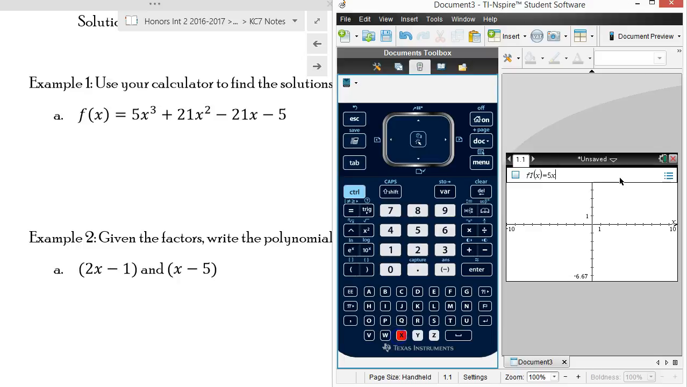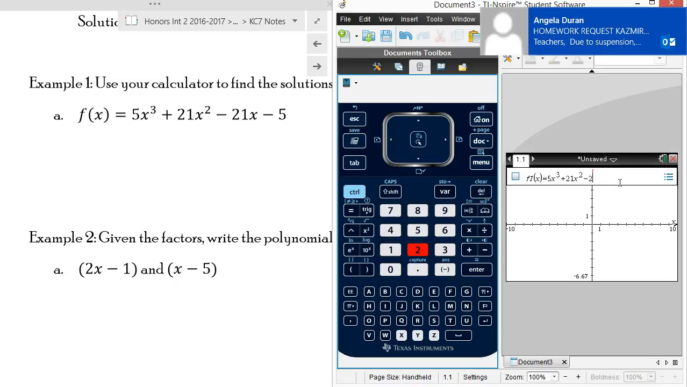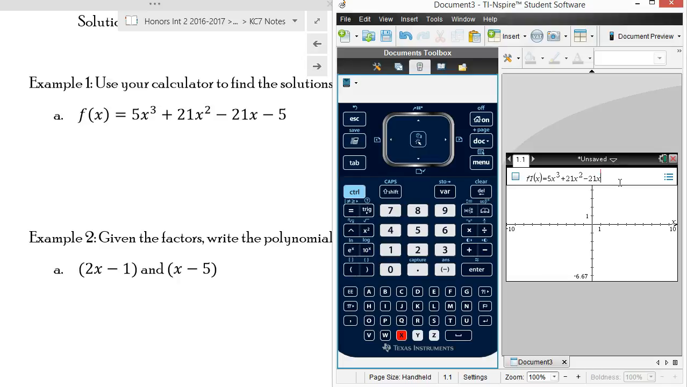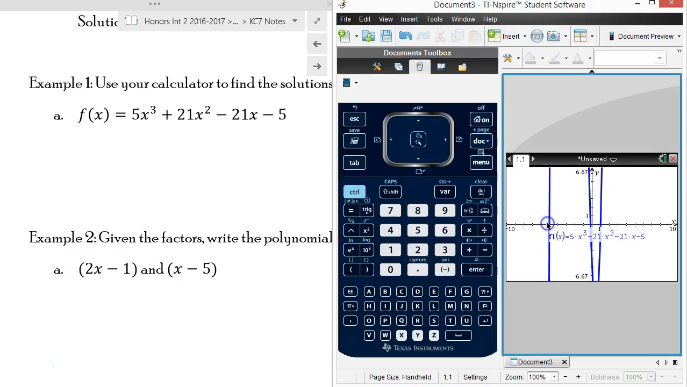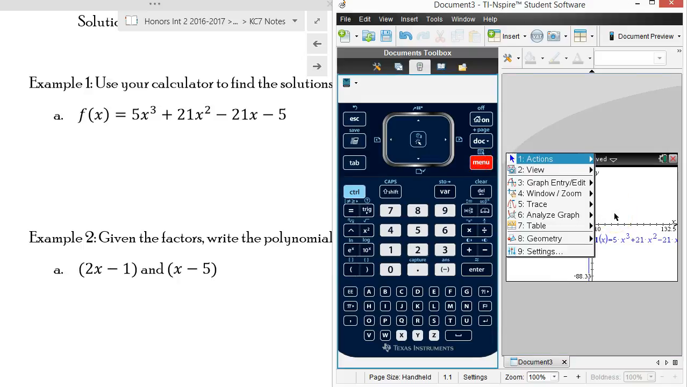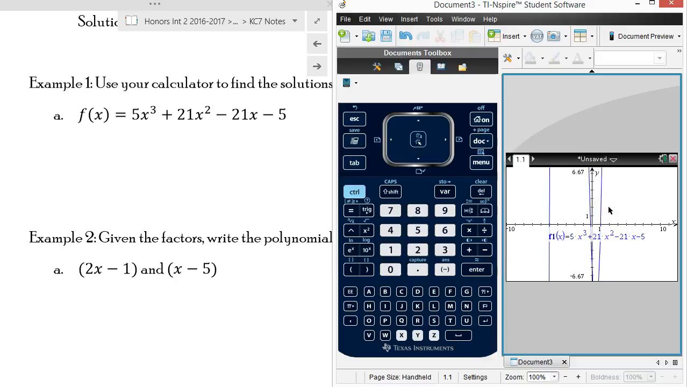So it's going to be 5x to the third. Make sure you come down from the exponent, plus 21x squared minus 21x minus 5. So what I'm looking for here are zeros, my x-intercepts, where it crosses the x-axis. So if I look, I have 1, 2, 3.